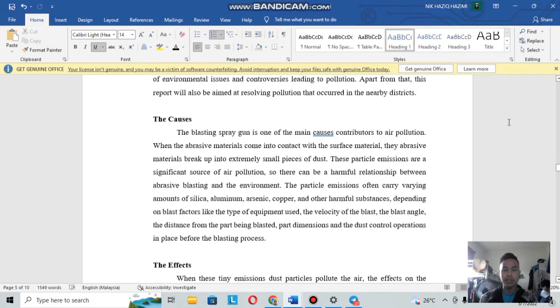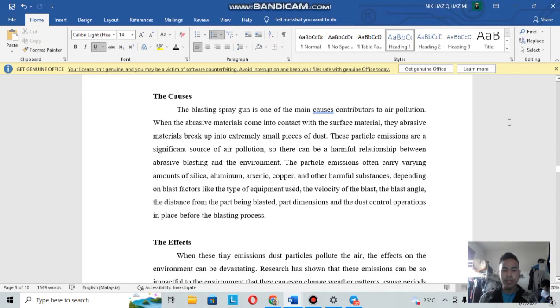The next is the cause. The blasting spray gun is one of the main contributors to air pollution. When the abrasive material comes into contact with the surface material, the abrasive material breaks up into extremely small pieces of dust. For example, silica, aluminium, arsenic, copper and other harmful substances.